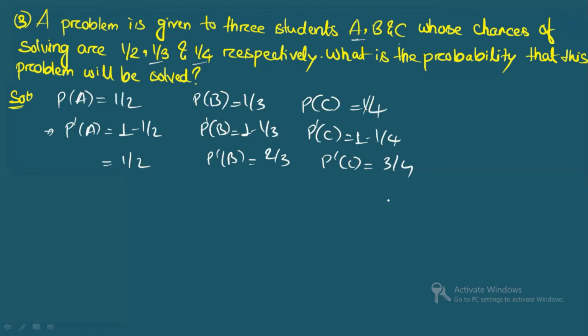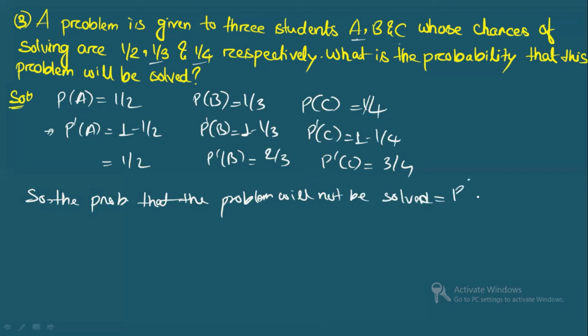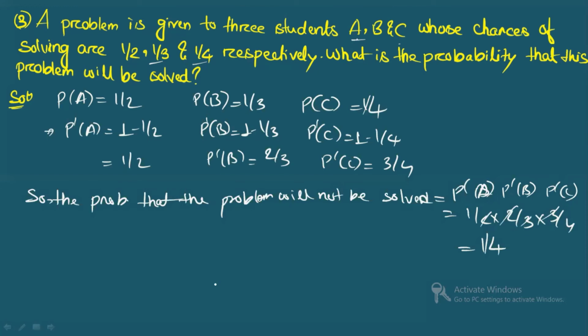Now you see, the problem will not be solved when none of them are solving. So the probability that the problem will not be solved is equal to what? The multiplication of the probability of failure for all of them. So it is 1 by 2 into 2 by 3 into 3 by 4. So 3 gets cancelled, 2 gets cancelled, it is 1 by 4. So this is the probability that the problem will not be solved.